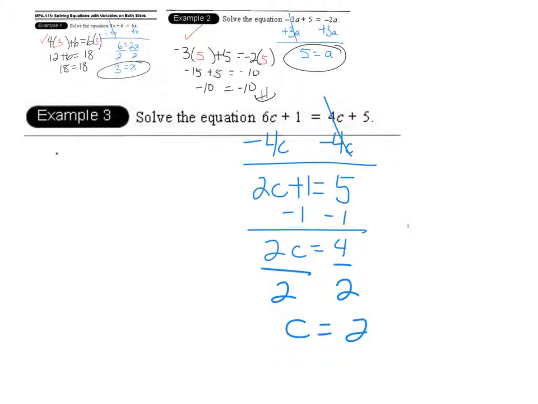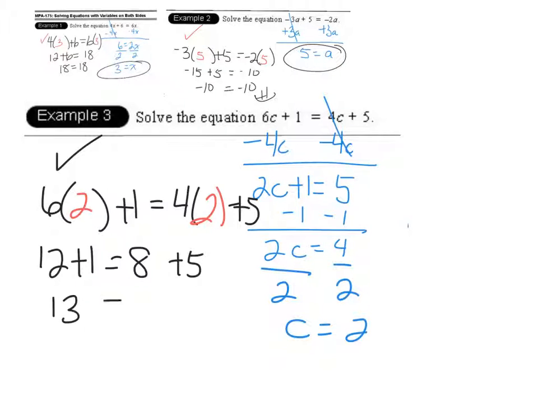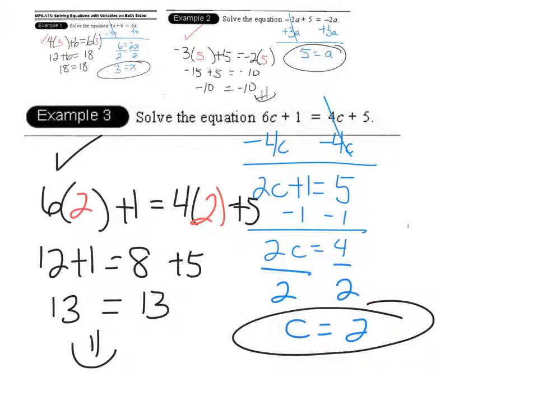Once again, our check step, we're going to have 6 times the c value we found, which was 2, plus 1, we hope equals 4 times our c value, plus 5. So 6 times 2 is 12, 4 times 2 is 8, and 12 plus 1 is 13, which equals 8 plus 5, which is 13. Again, my check step worked. I'm happy with my answer of 2.